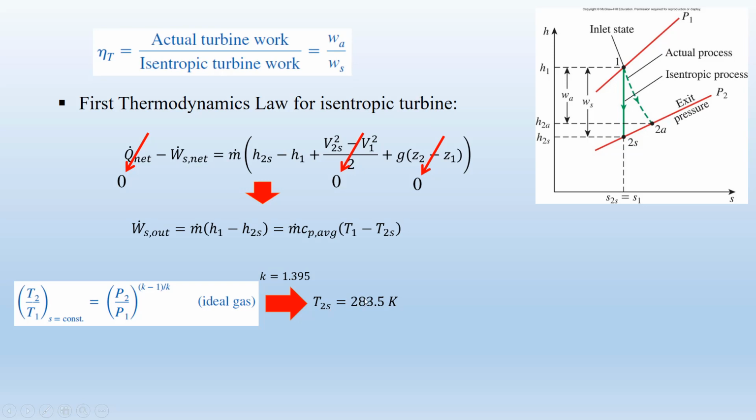Now you have the T2S. To calculate the W dot out, you need to find the CP average. To calculate the CP average, you have the T1 and T2S. Please pause this video, spend 1 minute, and then find the CP average.